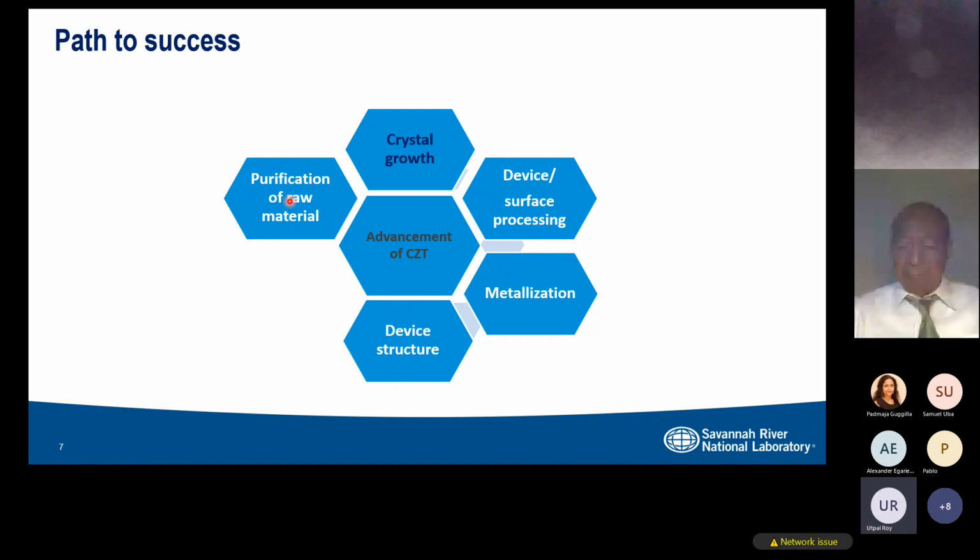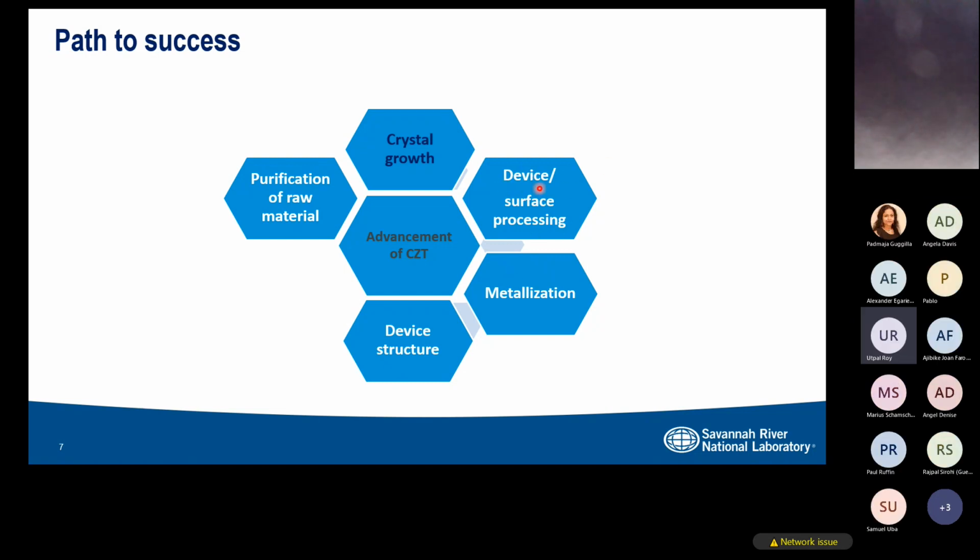So they start with high purity material and then crystal growth. And then we have to have surface processing for device fabrication, then metallization, then the device structure. So there are so many factors for the advancement of CdTe. But the main factors are purification of raw material and the crystal growth. Without these two components, if you do not have crystal, you cannot make detectors. As simple as that.